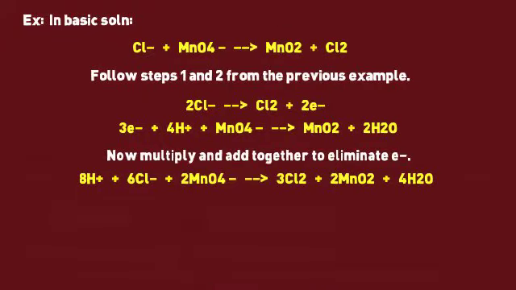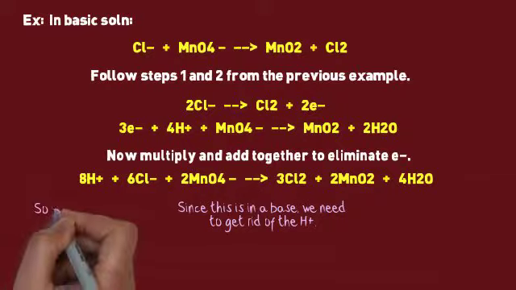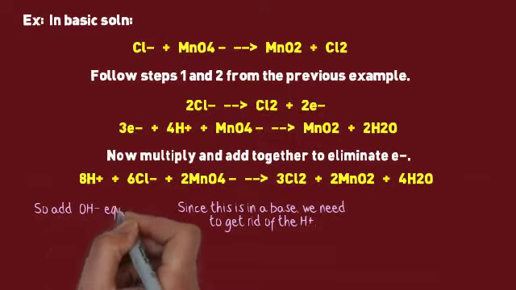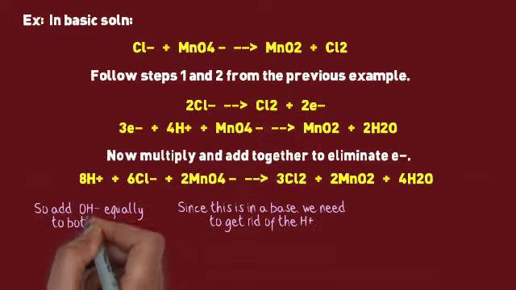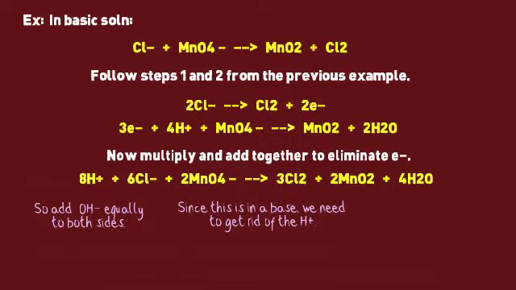Once we've done that, we'll have something that looks like this, except for one problem. This is in a base. So, you will have to fix this. Since this is in a base, we need to get rid of the hydrogen ions. And we will do that by adding hydroxides. So you need to add them equally to both sides for the hydroxides.